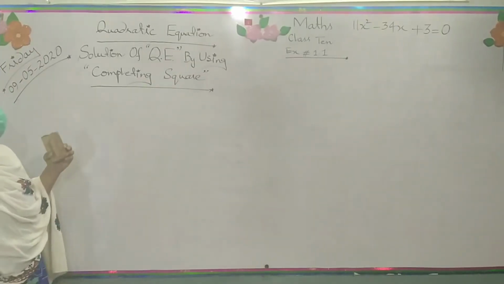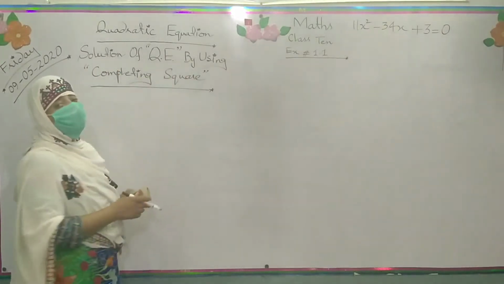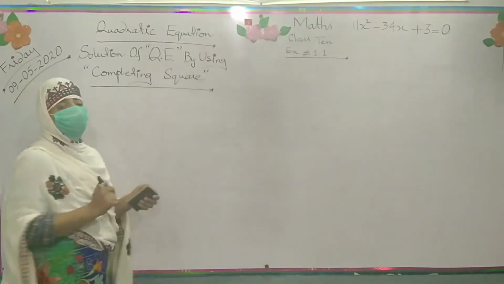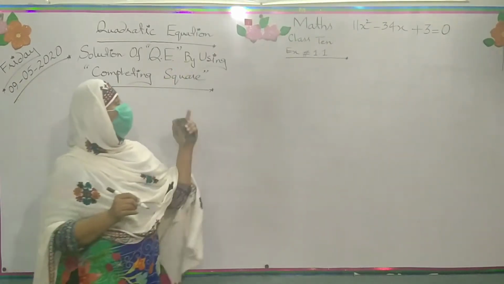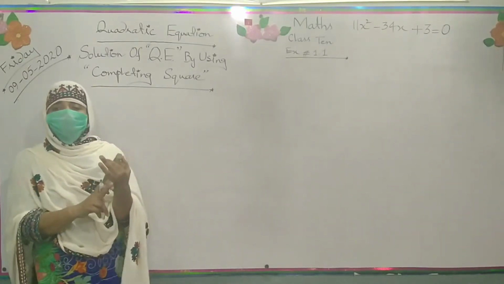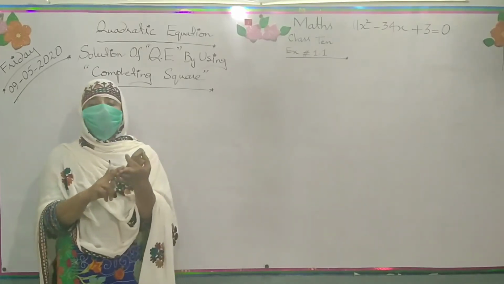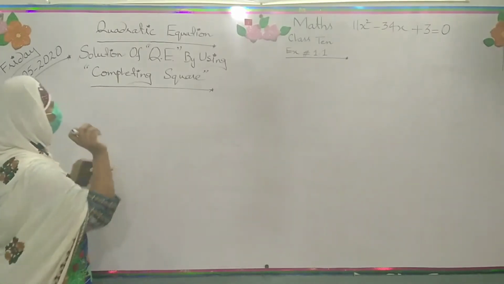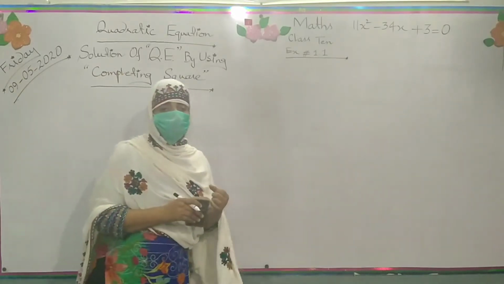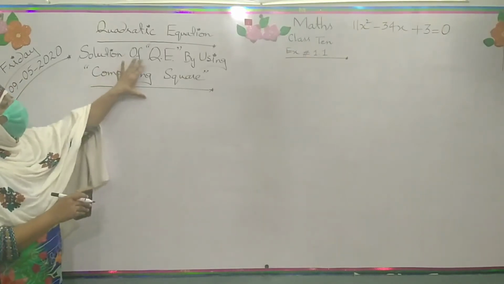Students, today we are discussing the solution of quadratic equations. Now we find the solution of a quadratic equation by using completing the square. I have told you that there are three methods for solving a quadratic equation: by factorization, by completing the square, and by quadratic formula. First of all, we have also studied factorization. Now I will discuss completing the square.